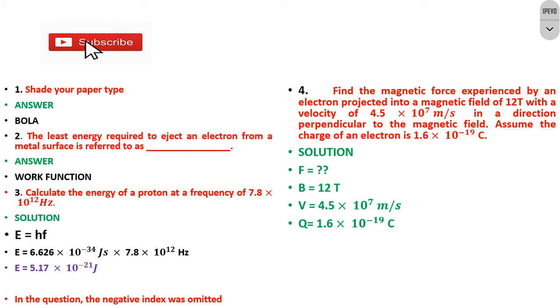So you are expected to pick an expression. Recall that the angle as well, the angle to the field, is perpendicular. Perpendicular means 90 degrees to the direction of the rotation. So if we pick the expression F equals BQV sine 90 degrees, we should be able to arrive at this. All right. Let's check the next question.